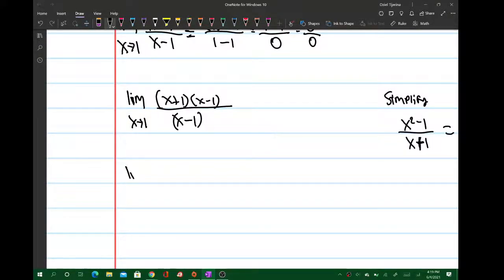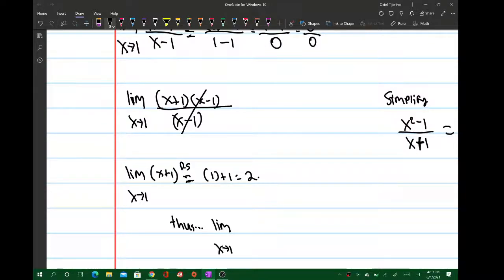Similarly, the limit as x approaches 1 of this, we cancel this one out, and this is equal to the limit as x approaches 1 of x plus 1. Then we do direct substitution again, and we get 1 plus 1, which is 2. So the limit as x approaches 1 of x squared minus 1 over x minus 1 is equal to 2.